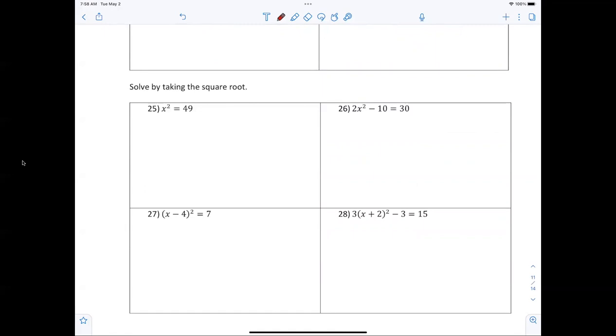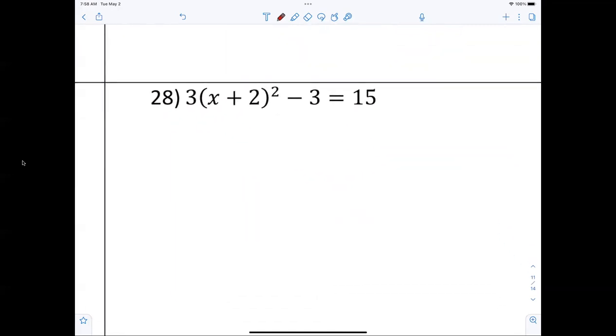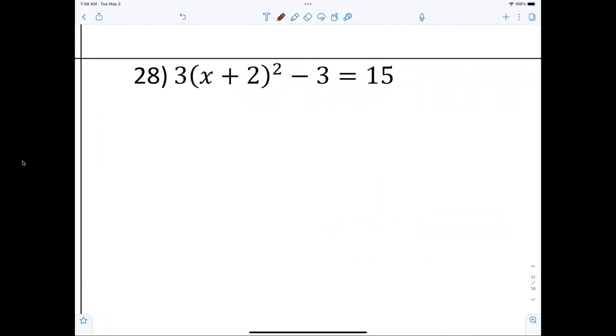All right, now let's do 28. We'll do the hard one here. Now remember, you isolate the square term. So does everybody know we have to do what first? Add 3 and then what? Divide by 3. Now, again, I'm writing x plus 2 squared equals what? 6. Anybody got a problem with that?